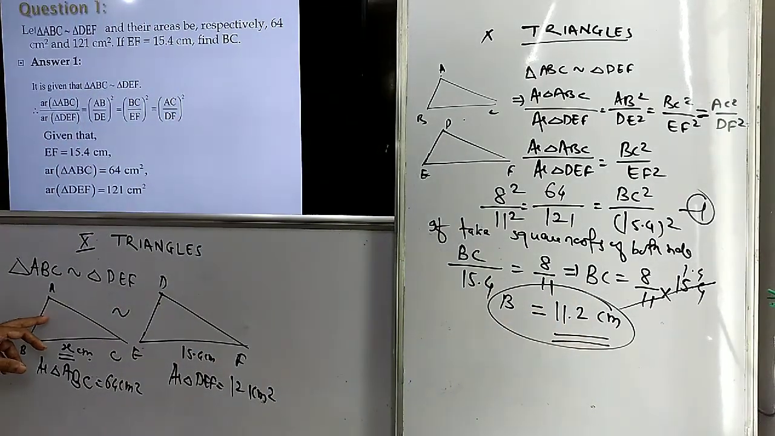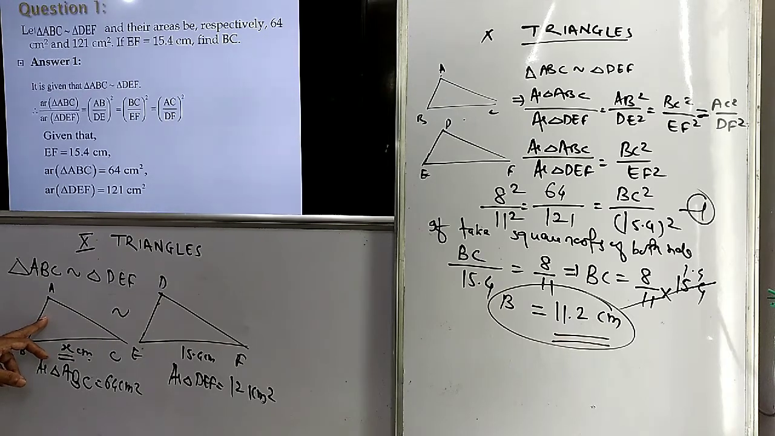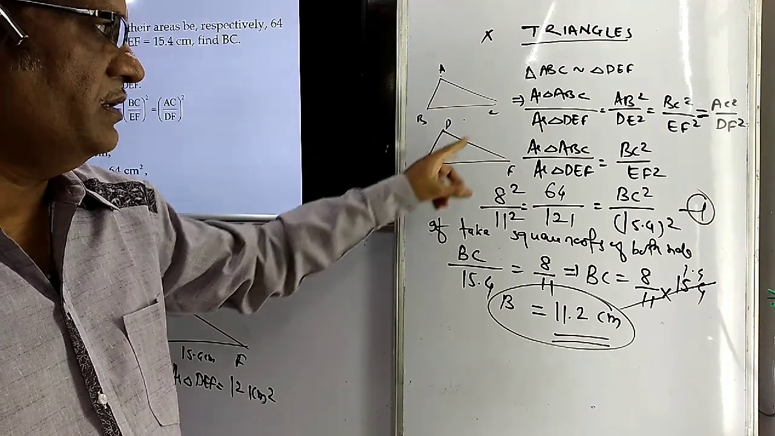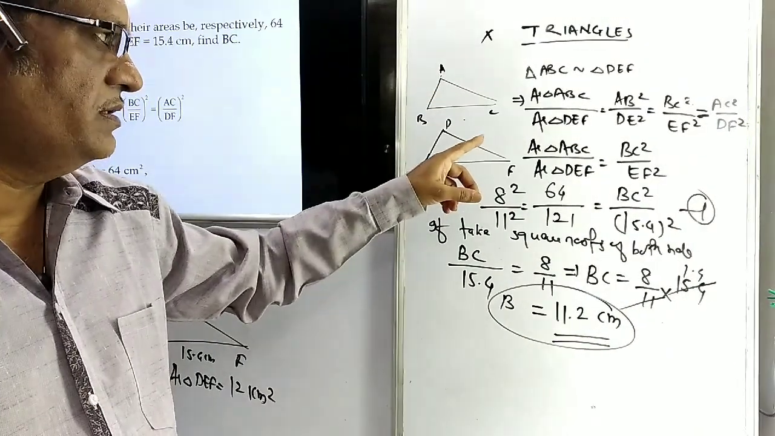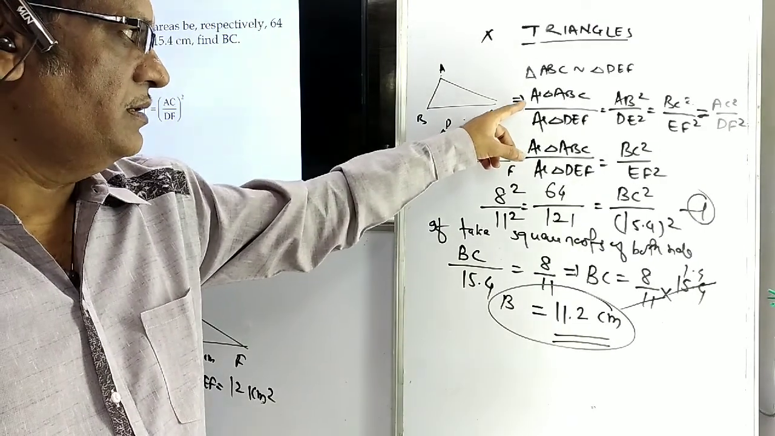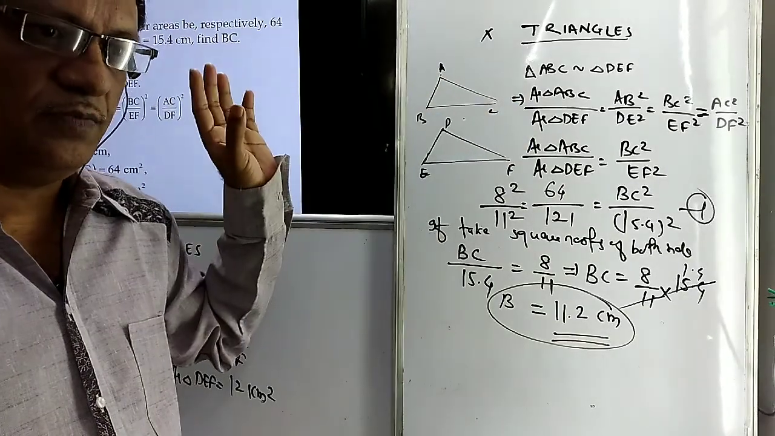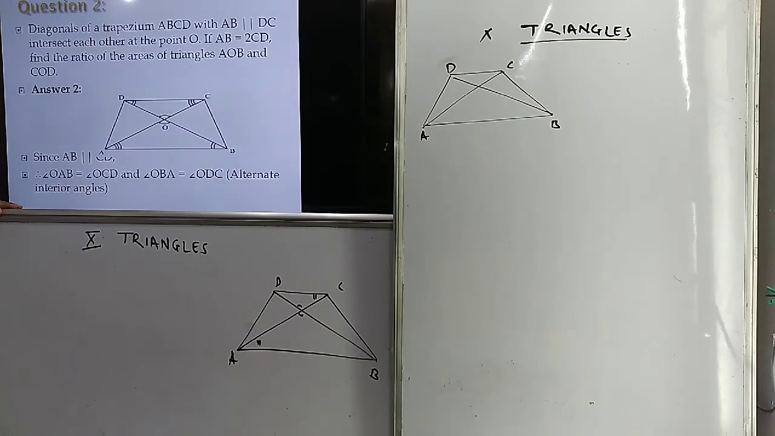What property have we used? Ratio of area of two similar triangles is equal to ratio of square of their corresponding sides. Two triangles' areas are given, and these two triangles are similar. Only if two triangles are similar, this condition holds. Now the second problem of this exercise is 1.4.